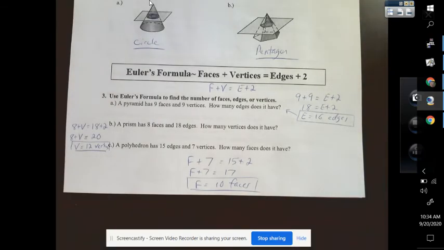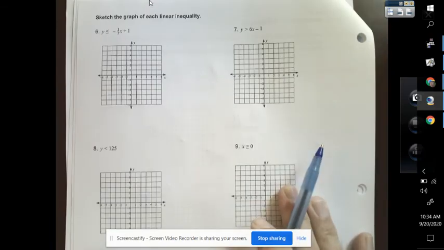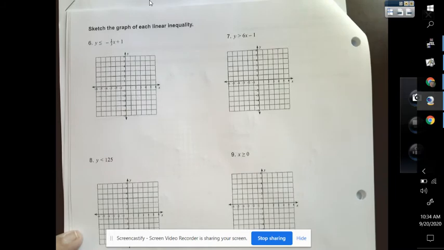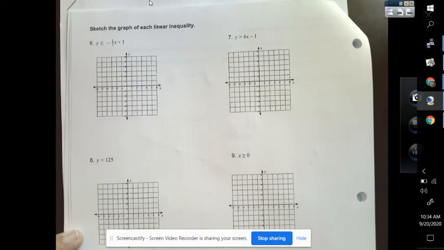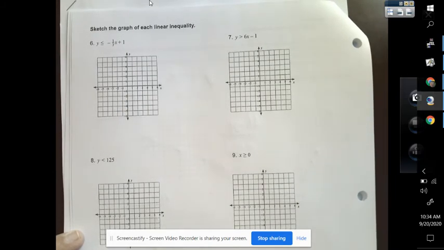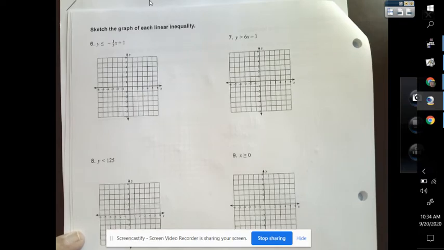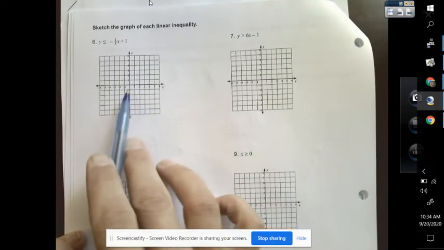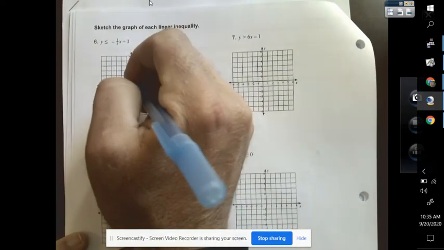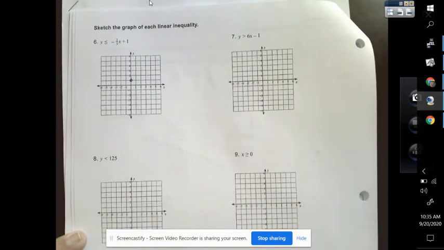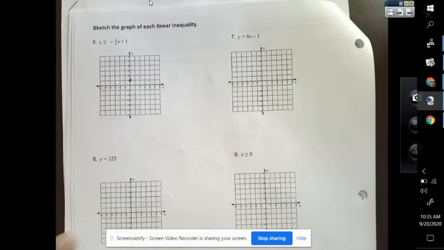On to the back. All right, so same general idea, guys. It's just that now we're going to be graphing inequalities, so things do change up a bit. Y is less than or equal to negative 1/3 x plus 1. Okay, so I'm going to go ahead and graph this. So plus 1 is my y-intercept. Graph it.